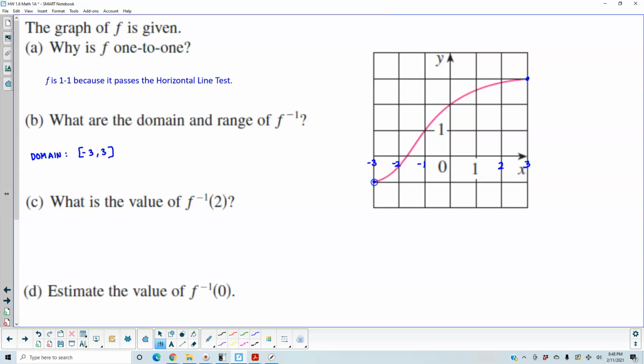And now keep in mind that the domain is also the range of the inverse. So therefore, this is also the range of f inverse.